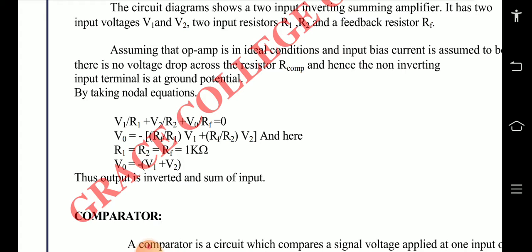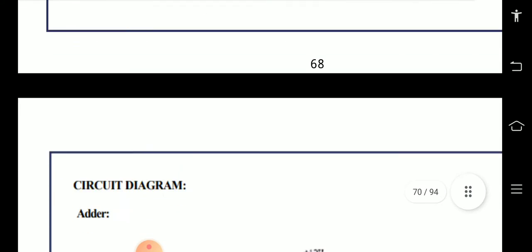So the conclusion is, the main thing of this experiment is to verify that your output will be negative when you sum the two inputs of your circuit. It will be obtained in a negative form. So we can verify your output signal with your input signal as per your formula. That is, your output is inverted and is the sum of the inputs.